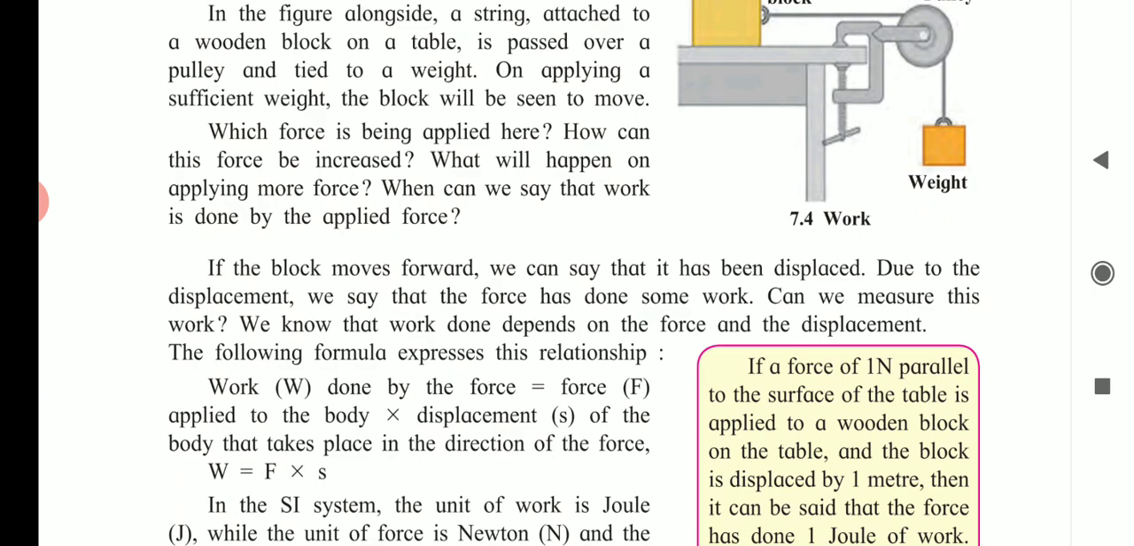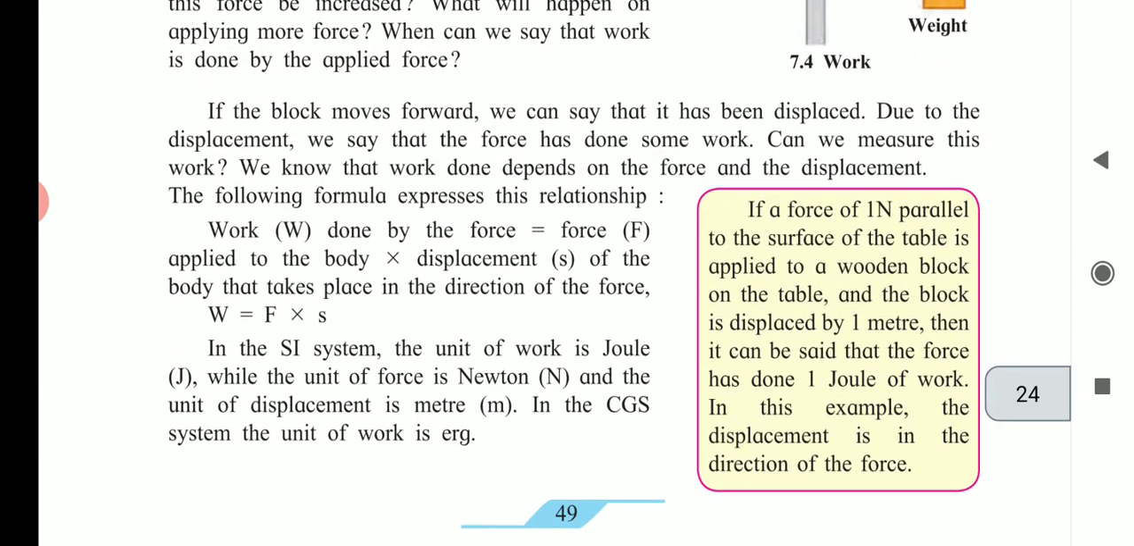If a force of 1 Newton parallel to the surface of the table is applied to a wooden block on the table and the block is displaced by 1 meter, then it can be said that the force has done 1 joule of work. In this example, the displacement is in the direction of the force.